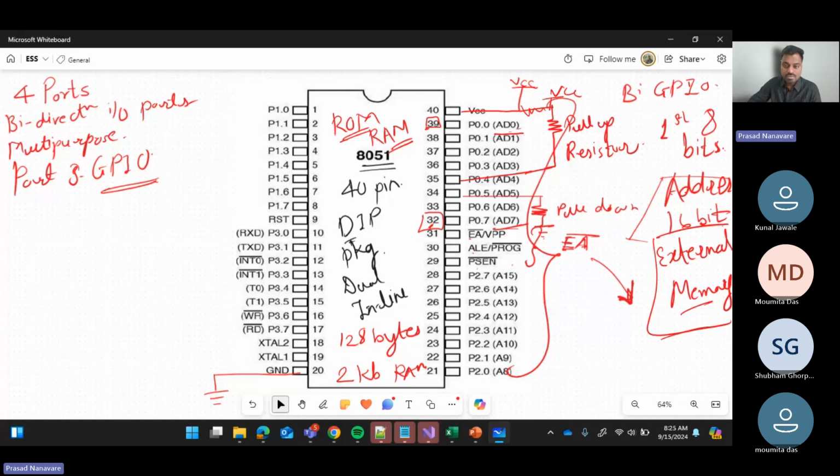Okay, and why it is done? Because see, if I have to activate this EA bar, I will simply ground it. It will accept it as an input, and then it is activated. So when EA bar is grounded, it is using internal memory. When EA bar is connected to VCC, it is using external memory. Understanding? समझ में आ रहा है? Yes, sir. क्या समझे ये बार के बारे में?